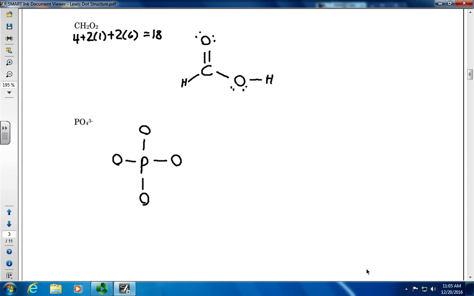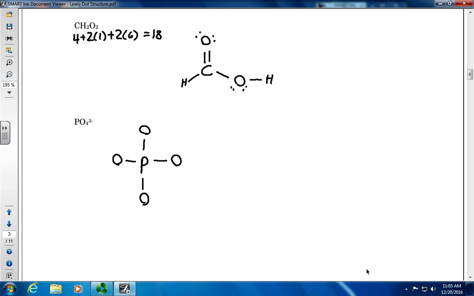And chances are in this class you may not deal with anything in your 3rd period, because 2nd period has to maintain its octet. It cannot break the octet. 3rd period nonmetals can exceed the octet. It can have what's called an expanded octet. And when that happens, you can have an interesting scenario, and this is one of them.